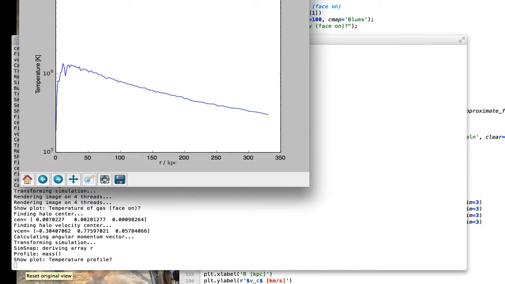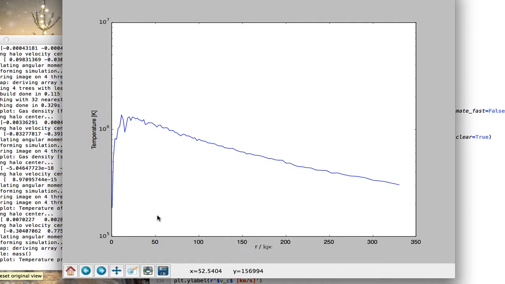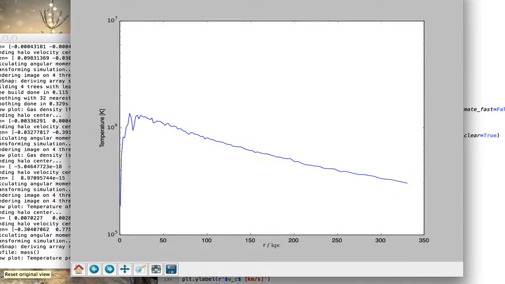We can have a look, although, at the temperature profile, which gives us a much more realistic view, I think. And we see that closer to the center of the galaxy, we are much hotter at 10 to the 6 kelvins, and that decreases gradually as we move further out.